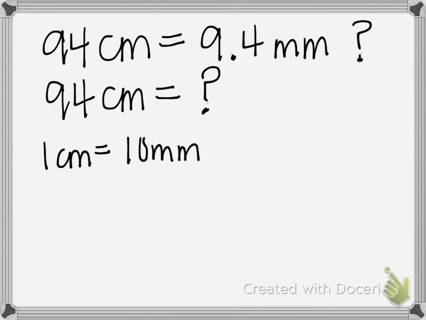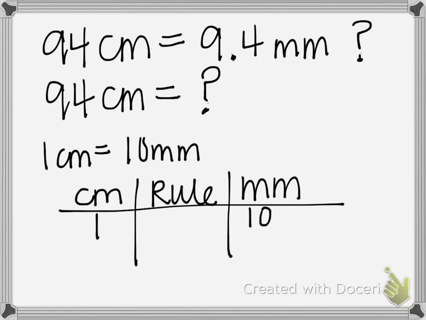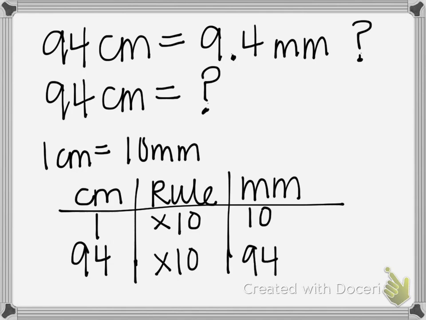So if I put this in my input-output table, I know that we're going to start with centimeters, and we're going to have a rule, and then it's going to convert into millimeters. So if I have 1 centimeter equals 10 millimeters, I know that my rule is going to be times 10, because 1 times 10 is 10. So if I'm looking at trying to figure out how many 94 centimeters is, I can say 94 times 10 is going to be 940.